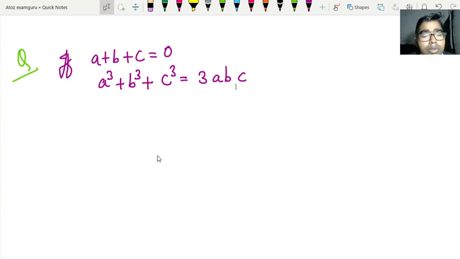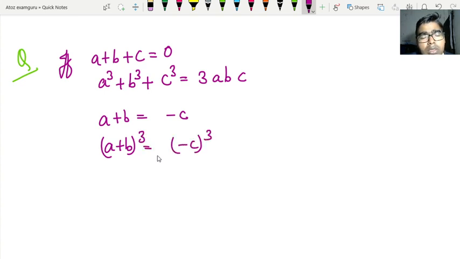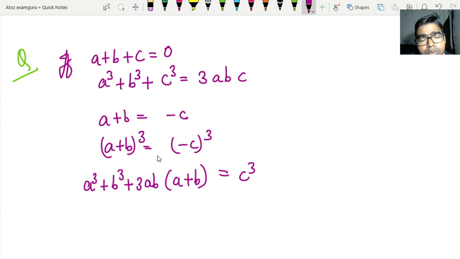If a plus b plus c is given to you, then write it as a plus b, and this is minus c, right? So cubing both sides, what will happen? This will give you a cube plus b cube plus 3ab into bracket a plus b, and this will give minus c cube, and this is asked to you, right?